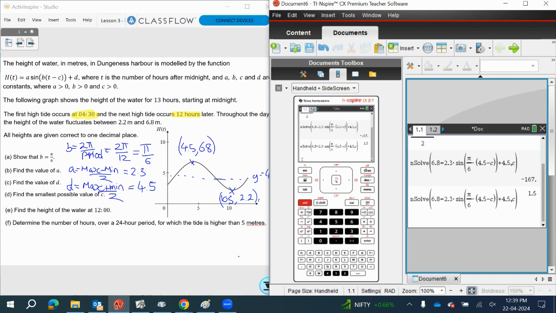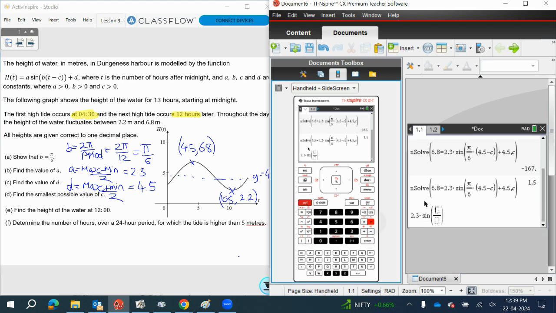When you get your C value, you can see how careful you have to be with this type of thing. Check it. So I've got 2.3 times the sine of pi over 6 times bracket, I'm going to put this value in, 10.5, minus my C value, which is 1.5, close bracket, plus, sorry, outside of there, I want plus 4.5, my D.